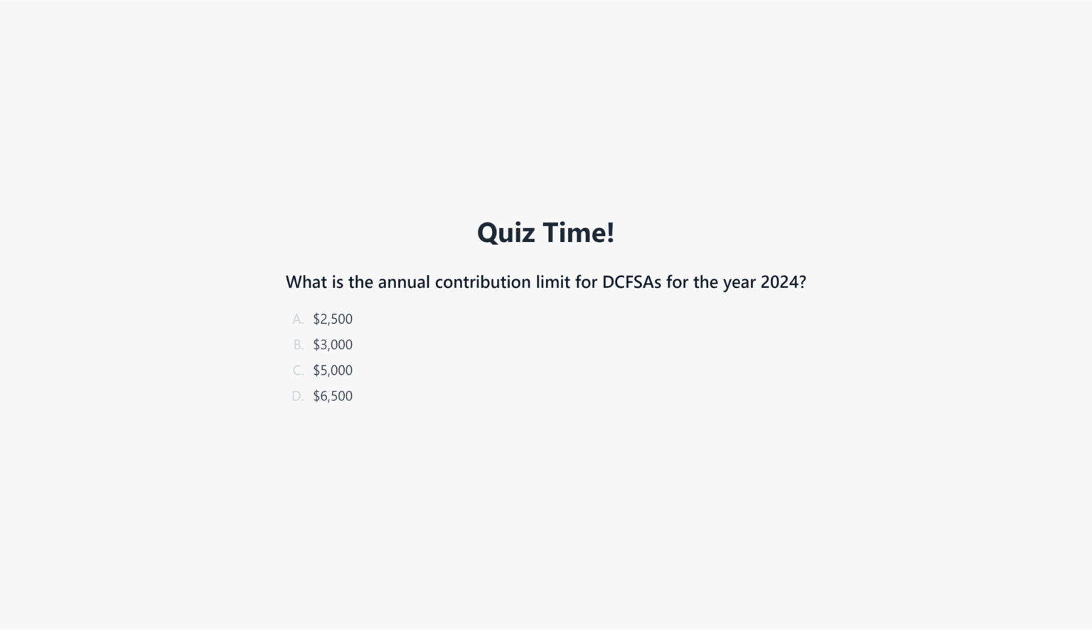It's quiz time. What is the annual contribution limit for DCFSAs for the year 2024? Is it $2,500, $3,000, $5,000, or $6,500? You may pause the video now to think about the answer. We will discuss the answer in the next section.